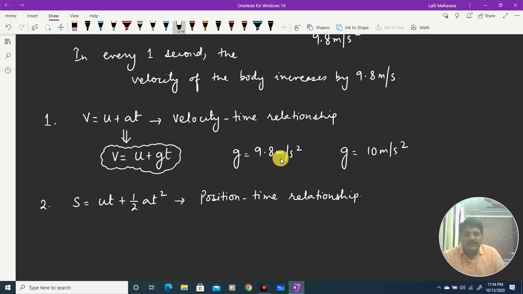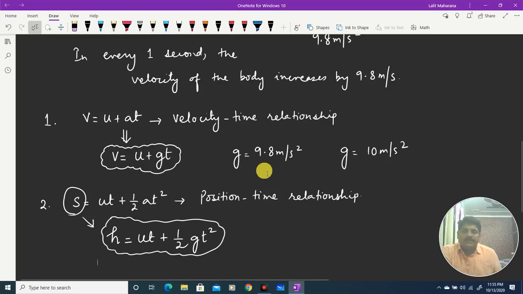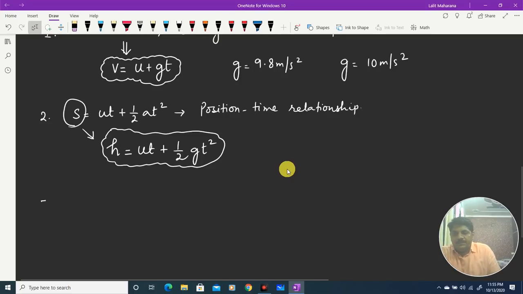s is the distance or displacement, which in class 9 you may say are the same. Now when we talk about a freely falling body, s becomes height. So the equation becomes h is equal to ut plus half gt square. So this is the second equation of motion for a freely falling body. Now the third equation that you learned in chapter number 1 was v square minus u square is equal to 2as, and this was called position velocity relationship.